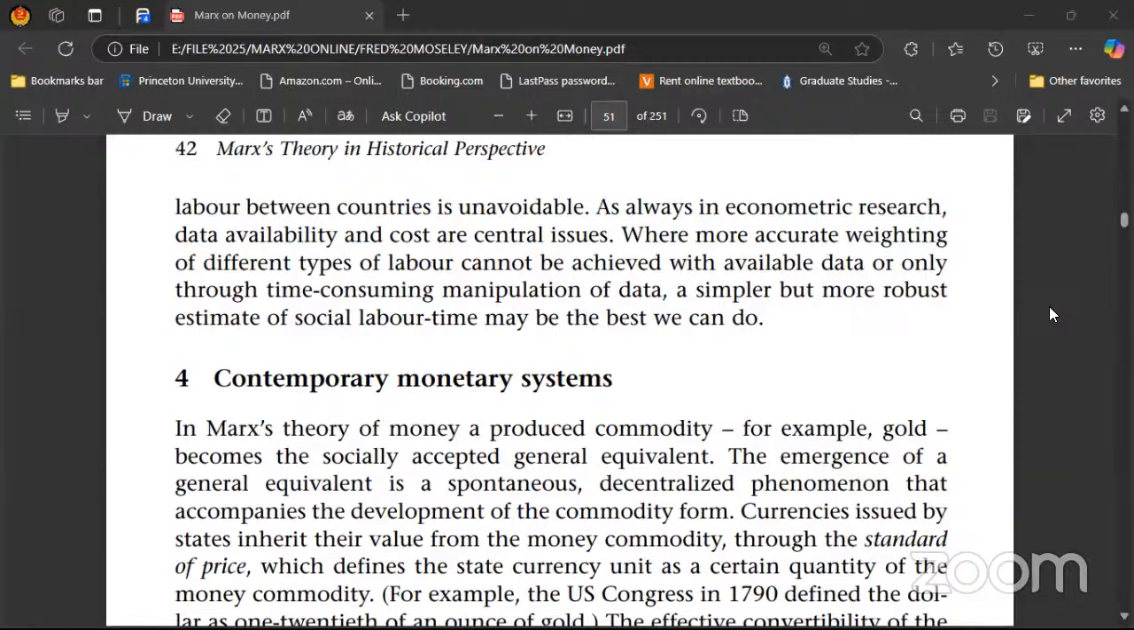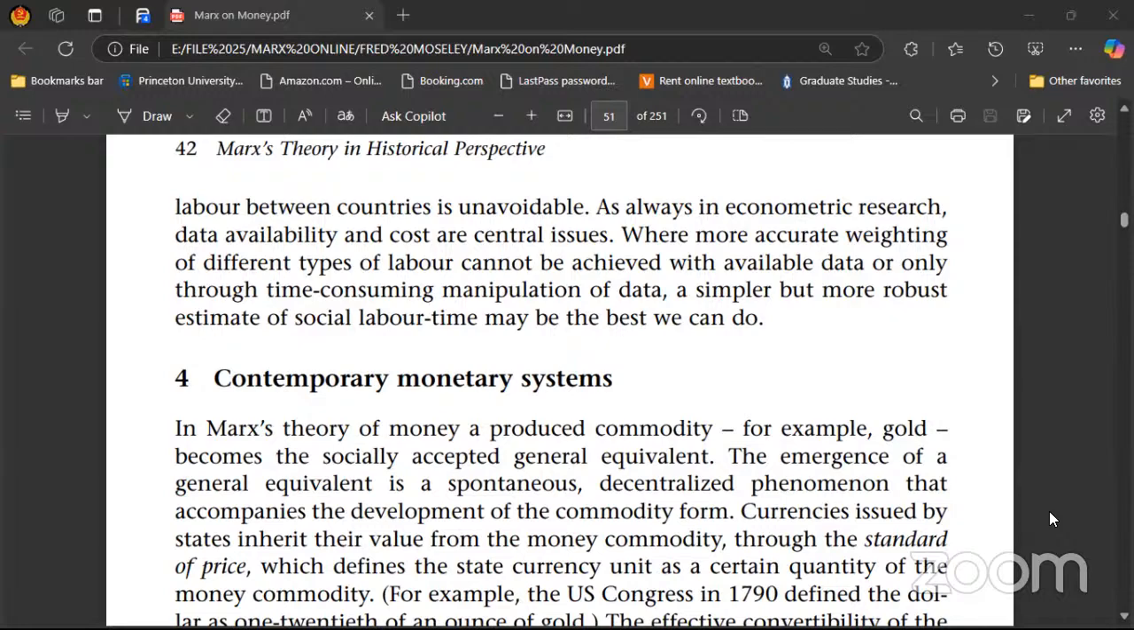But back to what we're reading, Duncan Foley's chapter in Fred Mosley's edited book on Marx on money. Why is that important? Well, we need a historical perspective on the money system, and particularly Marx on that. Anyway, we'll get right back to it. Remember section number 4. Contemporary monetary systems.